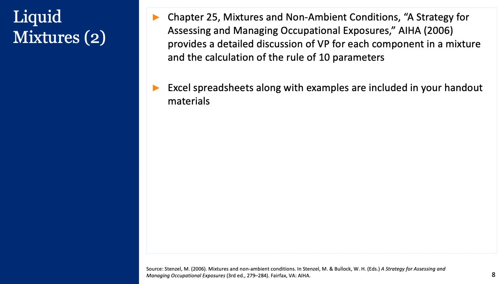More on this topic of liquid mixtures is given in chapter 25 in A Strategy for Assessing and Managing Exposures. It provides a detailed discussion of the vapor pressure for each component in a mixture and the calculation of the rule of 10 parameters. And Excel spreadsheets are included in your handout materials.